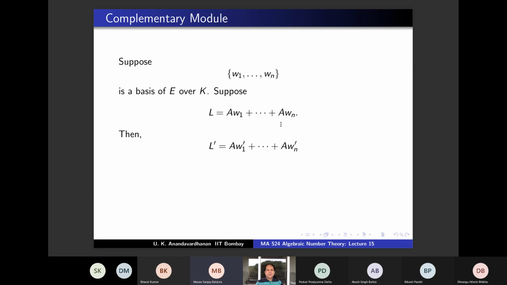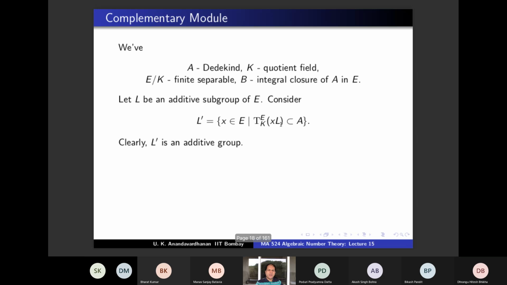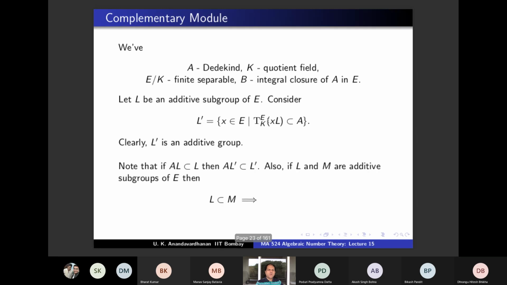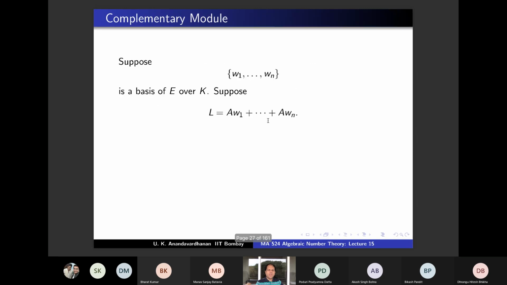Like normally I would guess equal to, but the title says complementary module. Yeah, that is the name that Lang is giving, but I use the word dual here. L prime is the dual of L or complementary module of L, and it involves a trace. So trace plays a role certainly. So now can you make a guess what these Wi primes are? They will also be a basis, but what is its relationship with the given basis Wi?